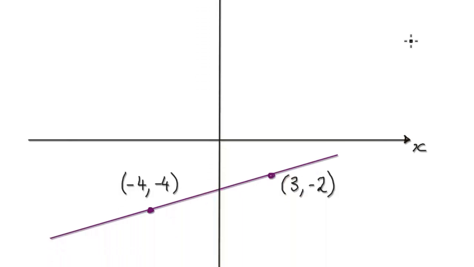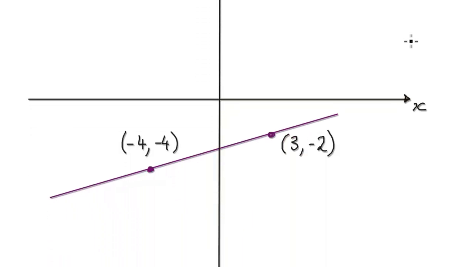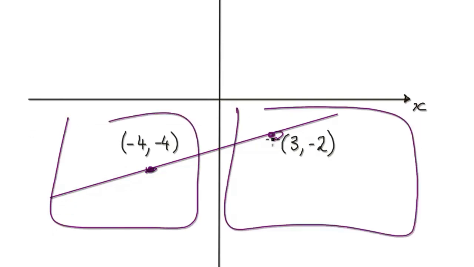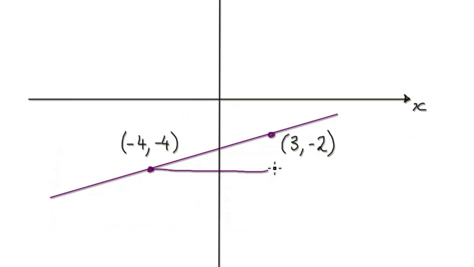Somehow work out the gradient of this line. So you've got a point in this quadrant and a point in this quadrant. It's always the height divided by the base, but you need to somehow work out the height and somehow work out the base. So press pause and have a go.